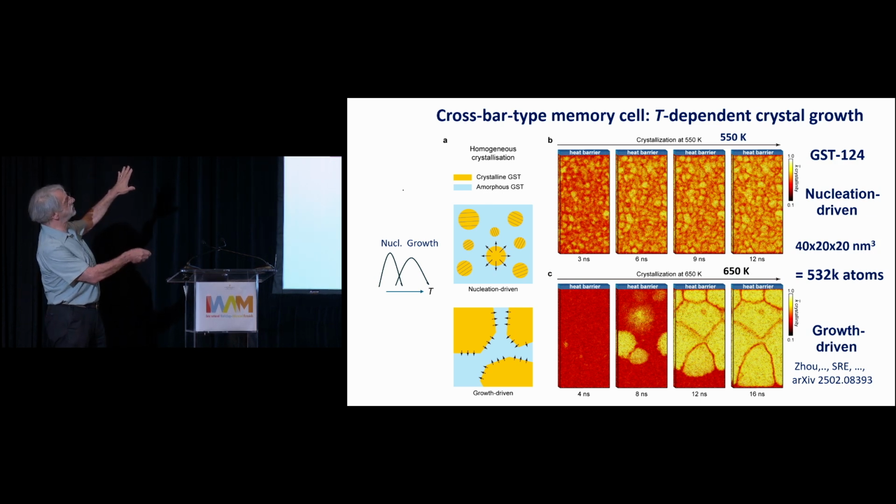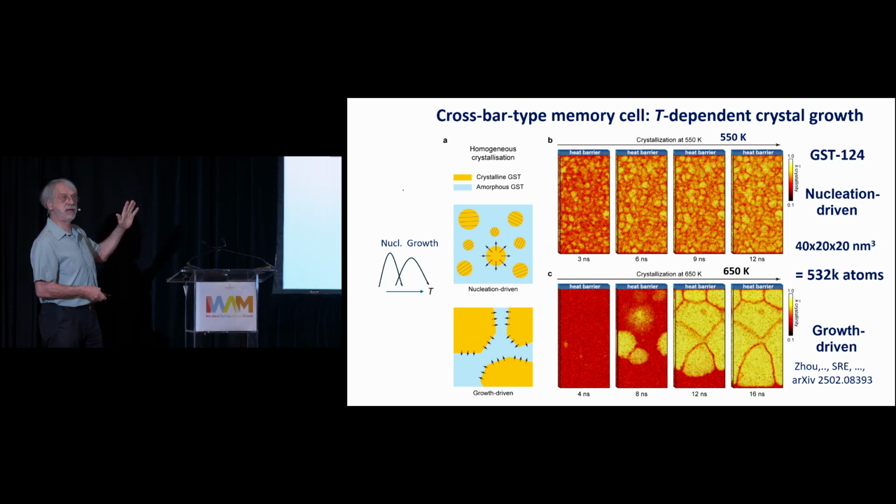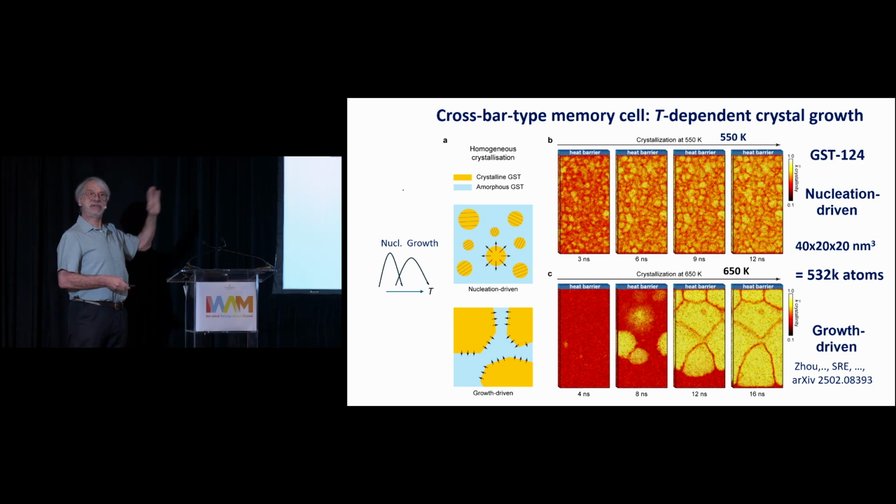At 3 nanoseconds, you're starting to see the nuclei formed, and you form basically a polycrystalline array with very, very small crystals, because this is nucleation driven. If we then anneal not at 550 but 650K, we're in the growth limit. There are basically no nuclei forming here, and as soon as you form one, the thing just grows. So you get a completely different morphology depending on what the temperature is.